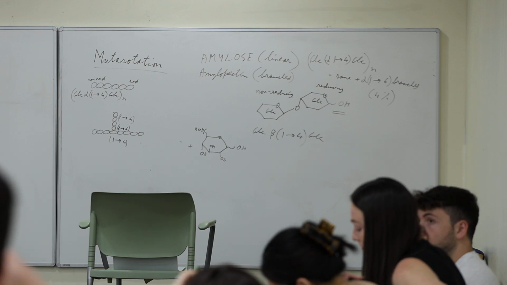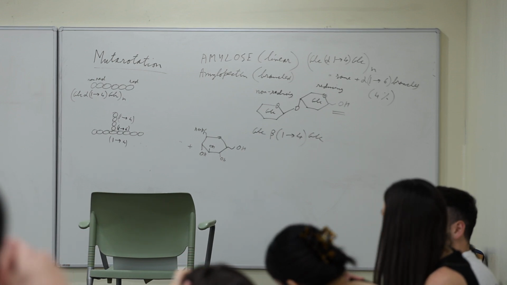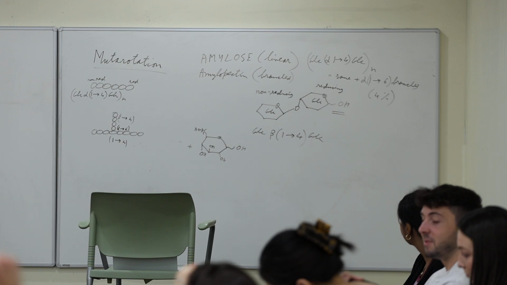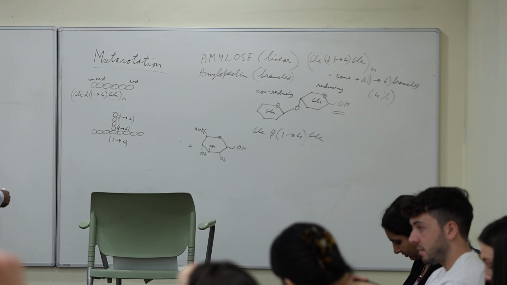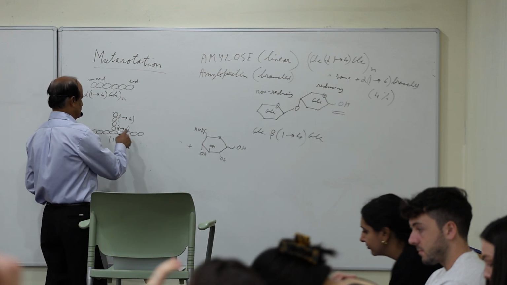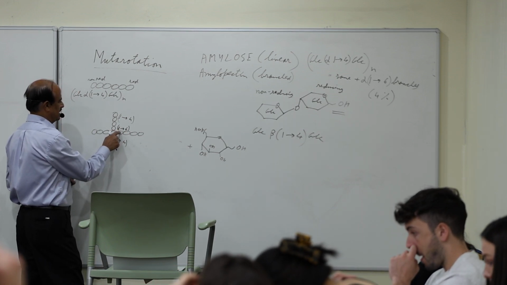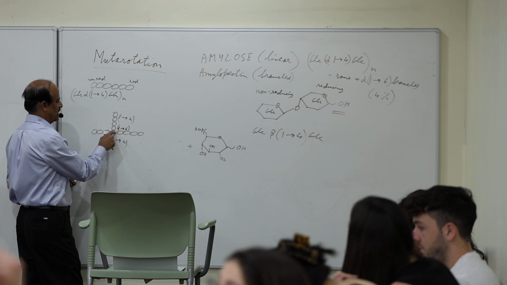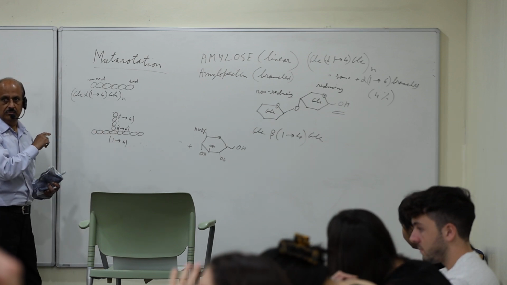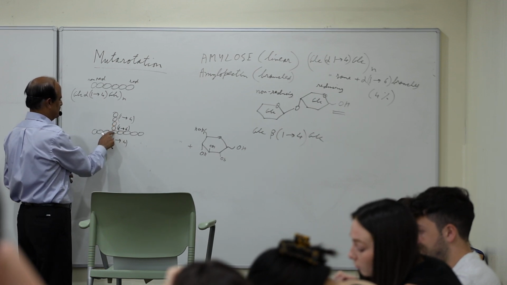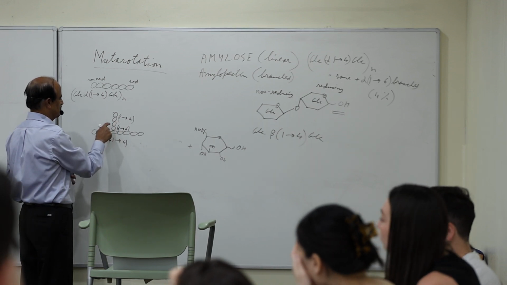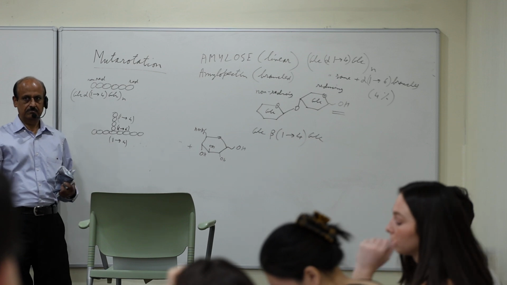What is written? Like above 4%? Alpha 1,6 branches. As I said, sugars have many OH groups. So this sugar is linked to this one from carbon 1 to carbon 4. That's why the main chain is 1,4. And the branch at this point can be linked from carbon 1 to carbon 6 of that.